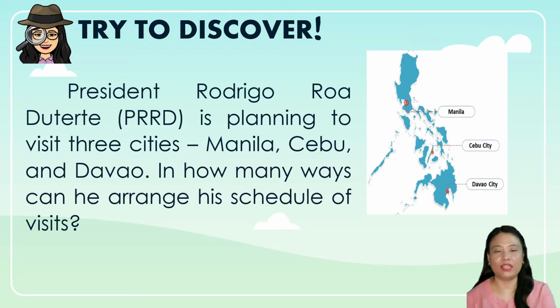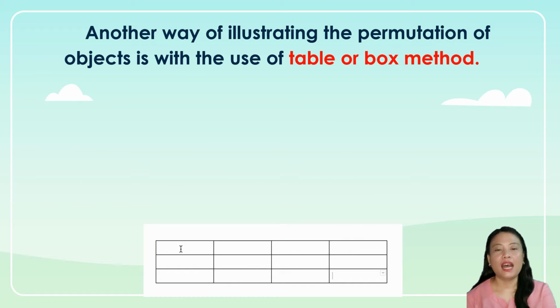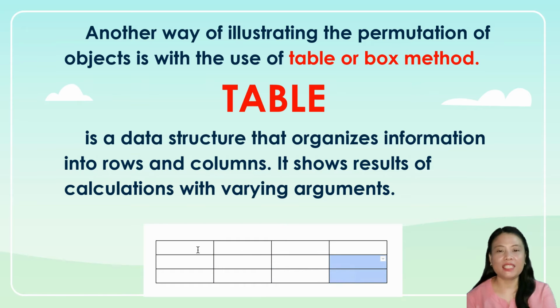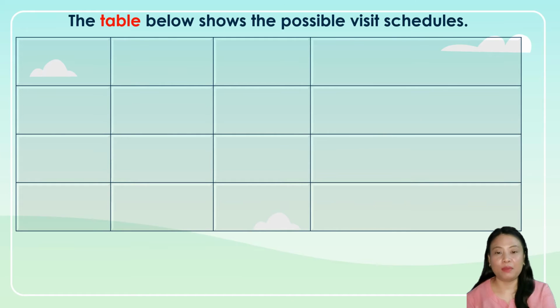In our previous lesson, we solved this one using tree diagram and listing method. This time, let us use a different way. Another way of finding the permutation of objects is with the use of table or box method. A table is a data structure that organizes information into rows and columns. It shows result of calculation with varying arguments. The table below shows the possible visit schedules.